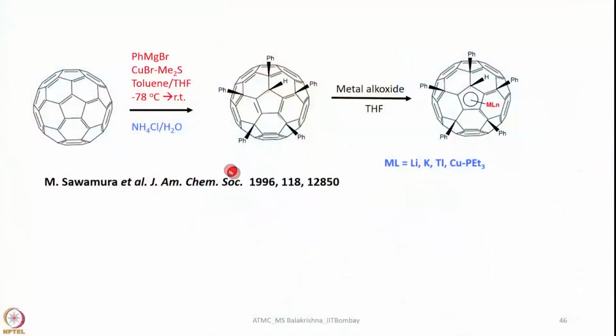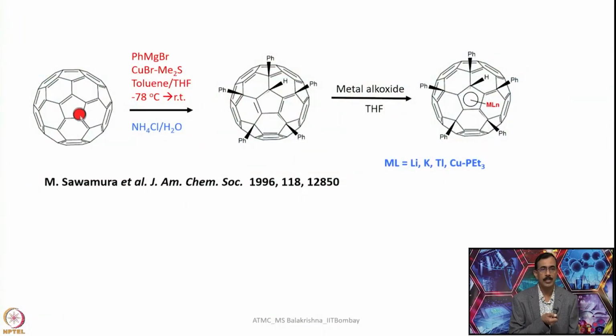Another reaction I have shown here: you take this fullerene C60 and treat it with Grignard reagents such as phenyl magnesium bromide in the presence of this cuprous bromide complex having dimethyl sulfide, in a toluene and THF mixture at -78 degrees centigrade. The addition has to be done at -78 and then it should be warmed to room temperature, and then the excess can be quenched using aqueous ammonium chloride, which leads to the formation of something like this.